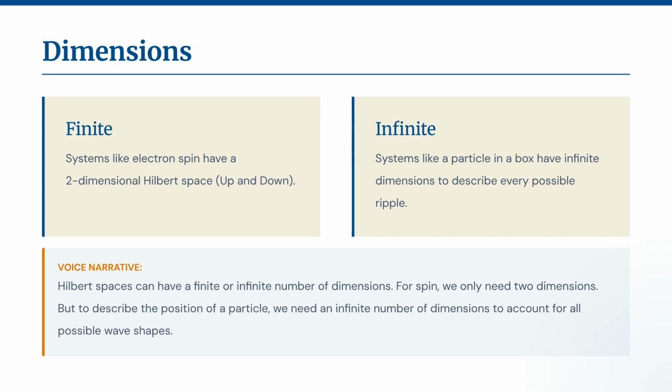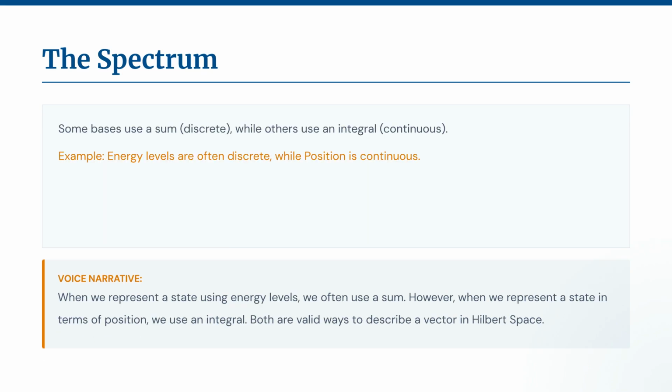But to describe the position of a particle, we need an infinite number of dimensions to account for all possible wave shapes. When we represent a state using energy levels, we often use a sum. However, when we represent a state in terms of position, we use an integral. Both are valid ways to describe a vector in Hilbert space.